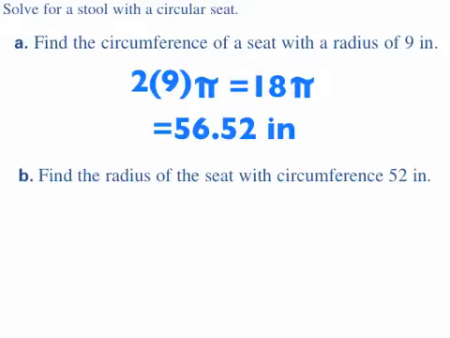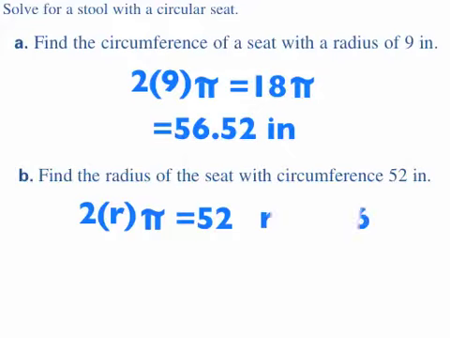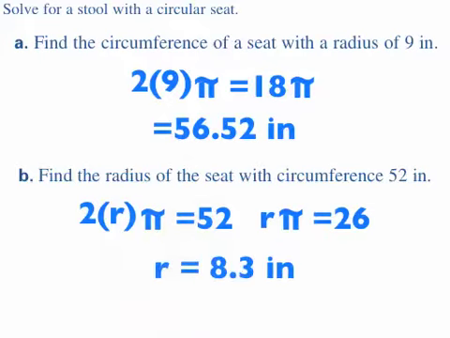B asks us to find the radius of a seat with a circumference of 52 inches. This time they've given me the circumference, and they want us to find the radius. So I'm going to say 2 times radius times pi equals 52. Go ahead and divide both sides by 2, and you get radius times pi equals 26. Divide both sides by pi, and you get the radius is about 8.3 inches.